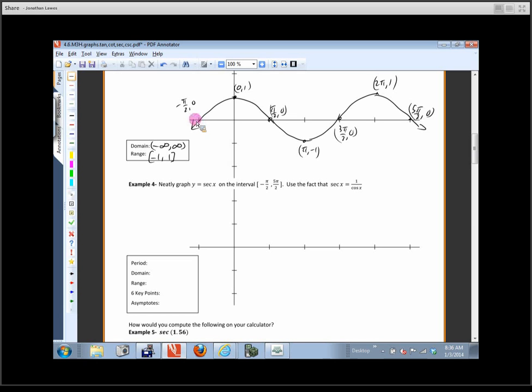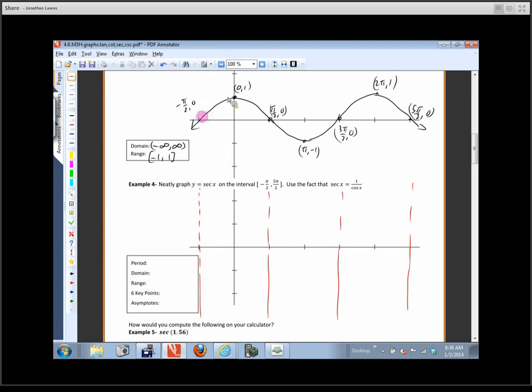Undefined. So just like on the sine function, wherever the cosine hits 0, we're going to come down here and make a what? A vertical asymptote. So there's going to be a vertical asymptote here, a vertical asymptote here, here, and here. Those are all vertical asymptotes. Then we're going to be smart about the way we find reciprocals.